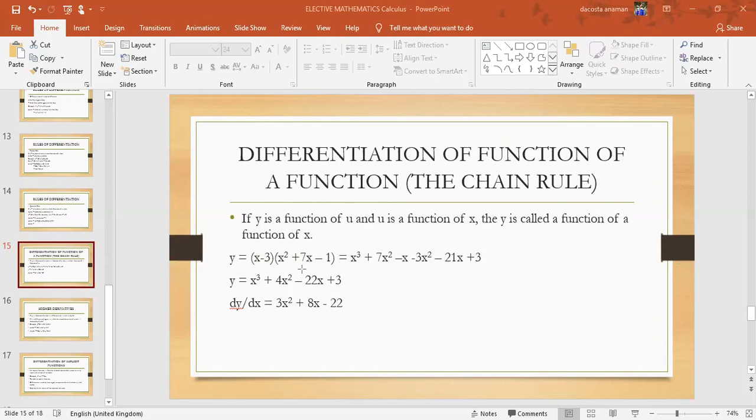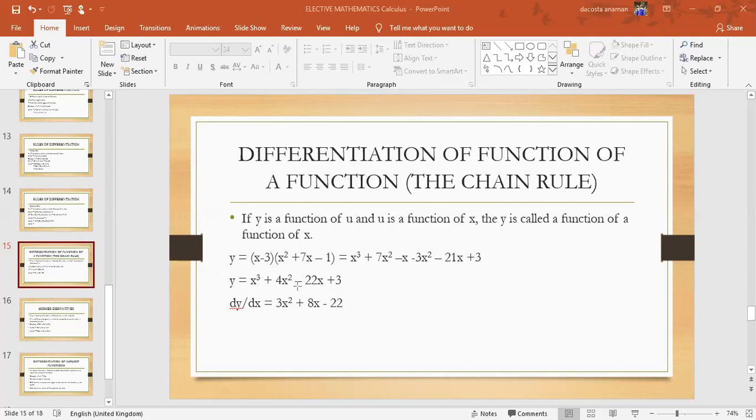Now with this, you first have to simplify it. Then after that, you solve it using the old differentiation method. So you simplify it, which is x by x squared will give you x cubed. x by 7x will give you 7x squared. Negative 3, then x by negative 1 will give you negative x. Negative 3 by x squared will give you negative 3x squared. Negative 3 by 7x will give you negative 21x. Then negative 3 by negative 1 will give you positive 3.